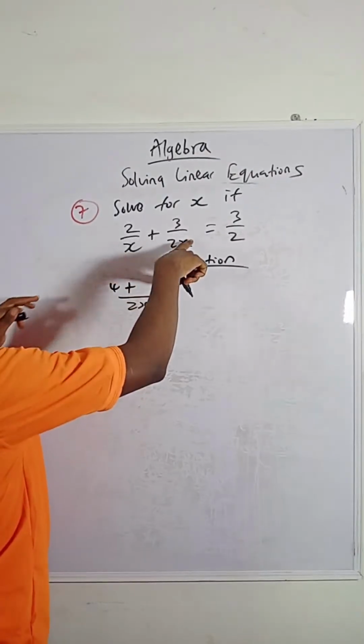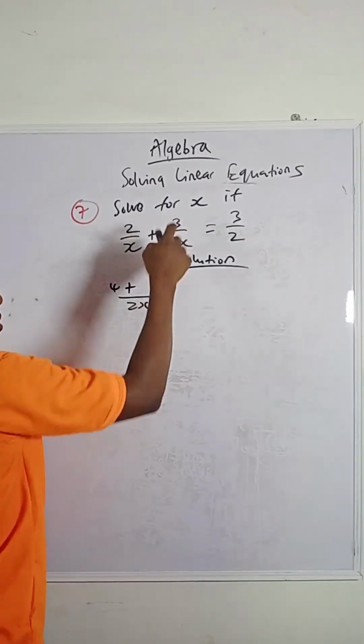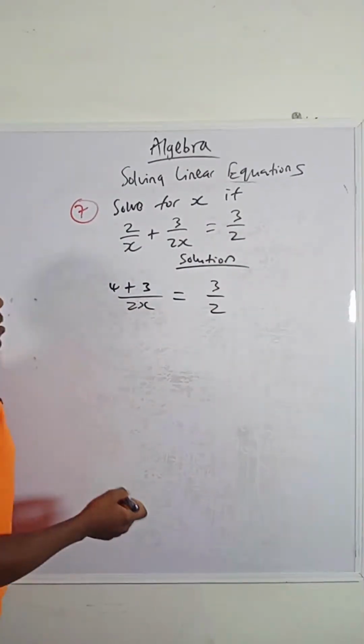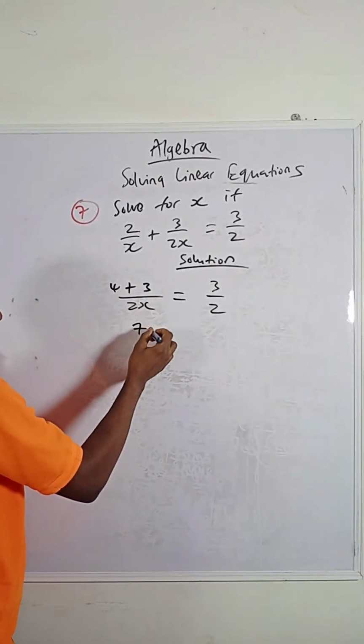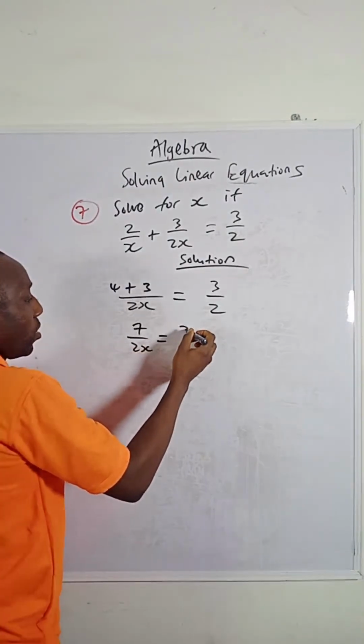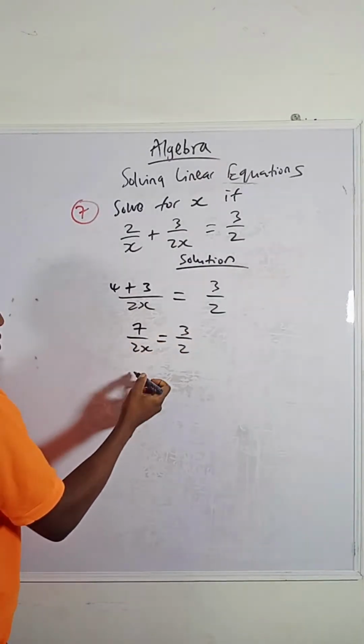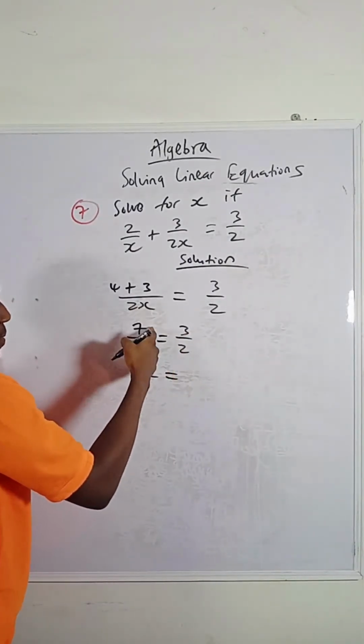4. 2x into 2x is 1. 1 times 3 is 3. This is 3 over 2, right? So 4 plus 3 is 7. 7 over 2x is equal to 3 over 2. I'm going to cross multiply. 2x times 3 is what? 6x.